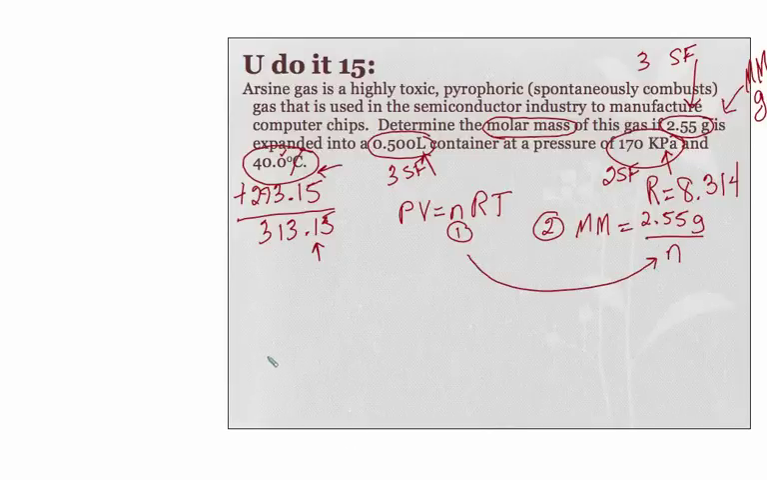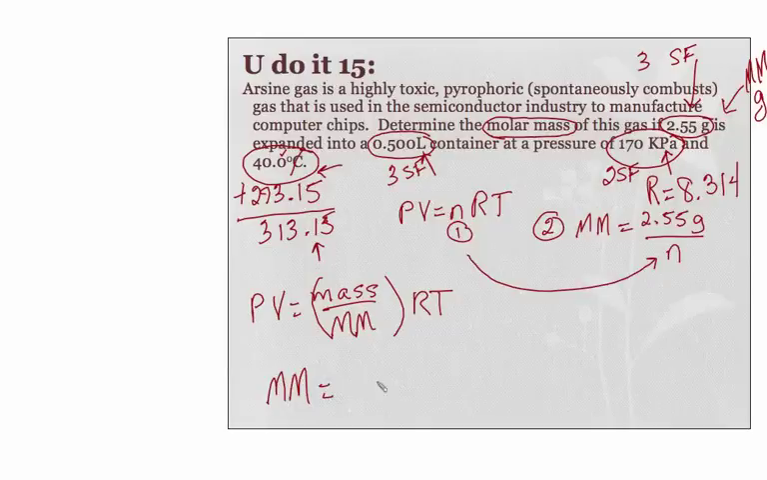I tend to like to do all my math together, and so I'm going to use PV is equal to mass over molar mass, RT. Go ahead and plug in that moles are equal to mass over molar mass. Solve this for molar mass. I like to solve my literal equations. I think it seems to me to be a little bit less writing. Molar mass equals mass RT over PV.